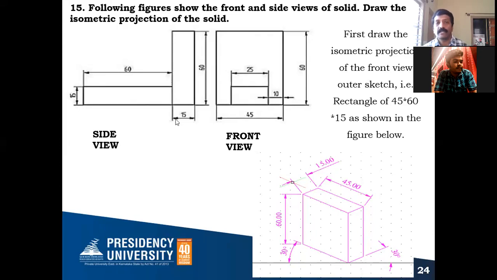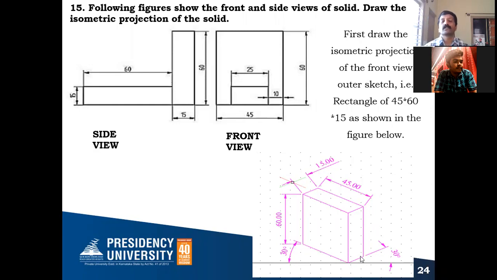Now let me take 15 millimeter, one side of your rectangle, from this right side, and cut it on the right side 30-degree line. The other side of the rectangular prism is 45. You take 45 millimeter from this as the center and cut the left side 30-degree line. Okay. After this, you can draw 30-degree lines on either side like this and complete the base of your rectangle. Here you are going to get a rectangle.